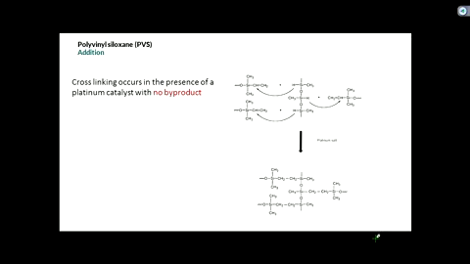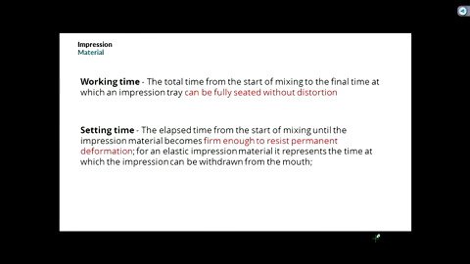All right, polyvinyl siloxane. Cross-linking occurs in the presence of a platinum catalyst with no byproduct. So there's a little chemistry here. We have two things that we're going to talk about in terms of time: working time and setting time. The total time from the start of mixing to the final time at which an impression can be fully seated without distortion is what we call the working time. So when you are injecting your light body onto the teeth, and then you have your partner loading the tray, you guys have to work within this working time.